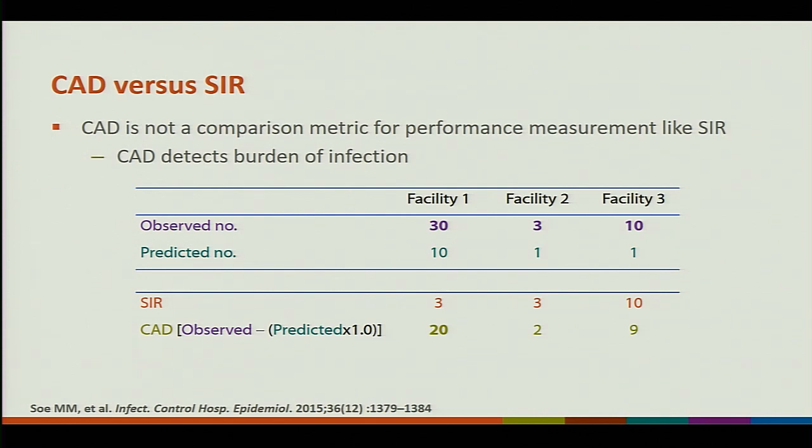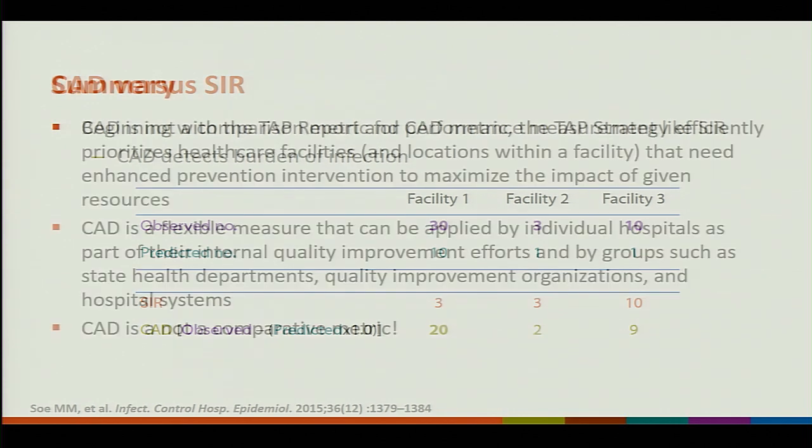Right? We look at facility 3, and its SIR is by far much worse than the SIR at the first two facilities, but it only has a CAD of 9, right? So looking at the CAD, we would think that it's a better facility, or more comparatively better than facility 1, but that's not the case either.